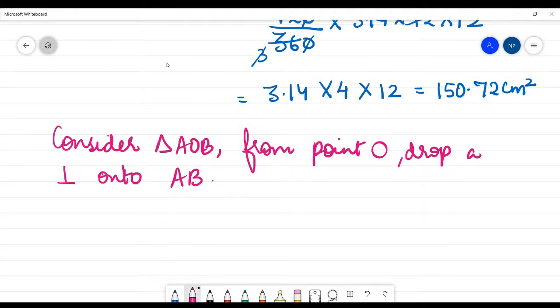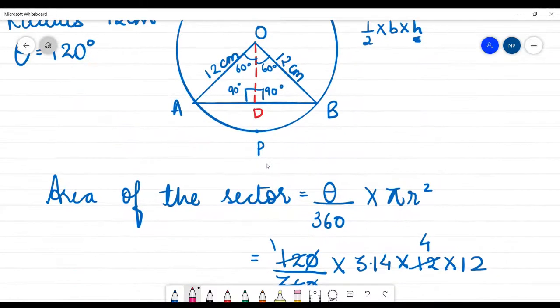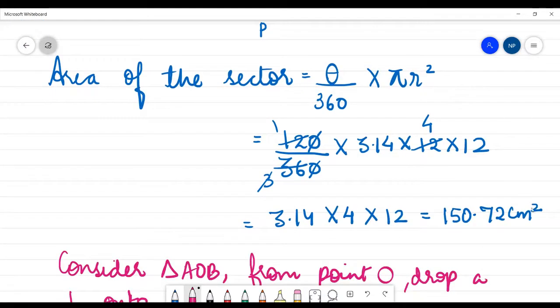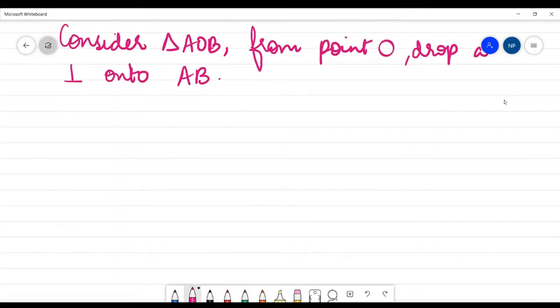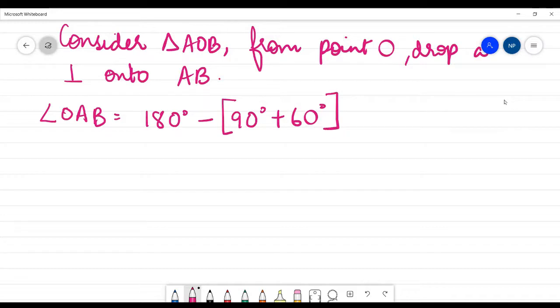So if you see again in the diagram, we know this is 60 degree, this is 90 degree. We do not know angle A. So with the help of angle sum property of a triangle, we will be able to find angle A. Alright, so here we are going to write angle OAB is equal to 180 degree minus 90 degree plus 60 degree. This will give us the answer as 30 degree. You will get the answer as 30 degree.